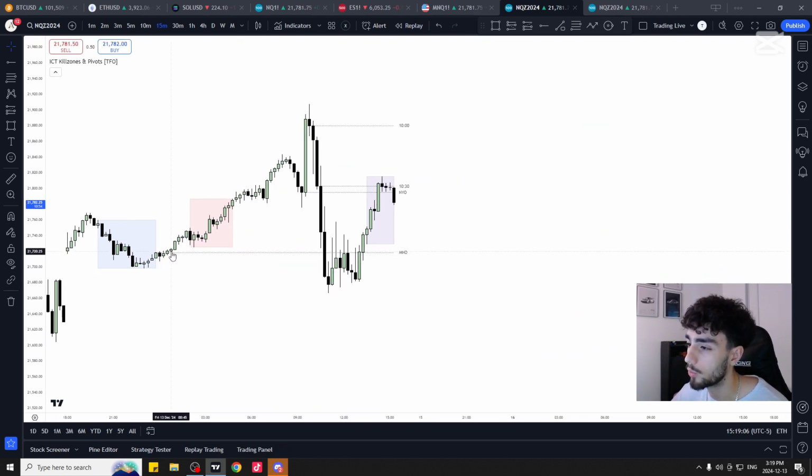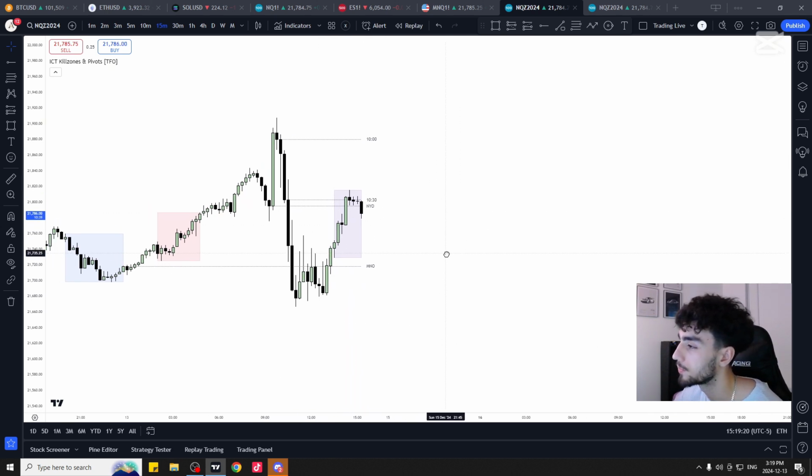But hopefully you can see that's one way to use midnight opening price as a potential drawn liquidity. Usually price will trade below and above midnight opening price. And you can see as soon as we touched it, as soon as we got a closure above it, we used it as support and we ended up going back into the range.